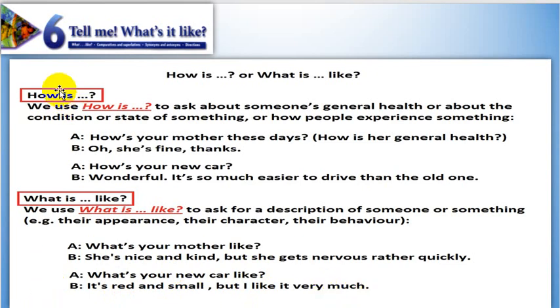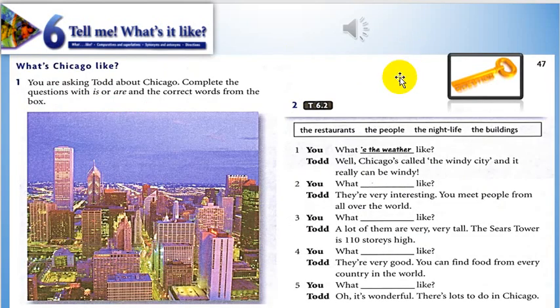Okay, so how is is used to ask about general health or the state of something. Okay, how is your new car? It's wonderful. While what's like is used to ask for a description of something or someone, their appearance, personality or behavior. Okay, now we come to a key exercise, tape script 6.2.